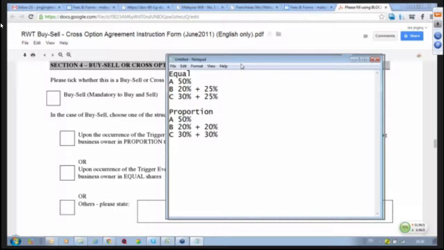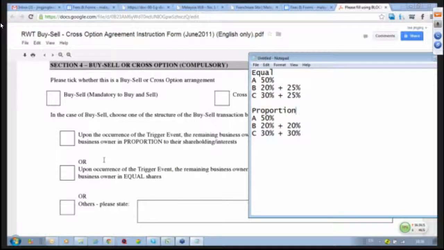So normally people will choose what, proportion or equal? Most of the time they'll put the proportion. Oh, proportion. So they will choose this one. Correct. Makes sense also.